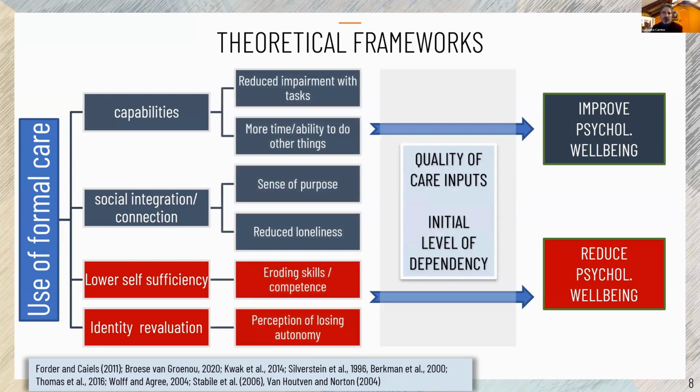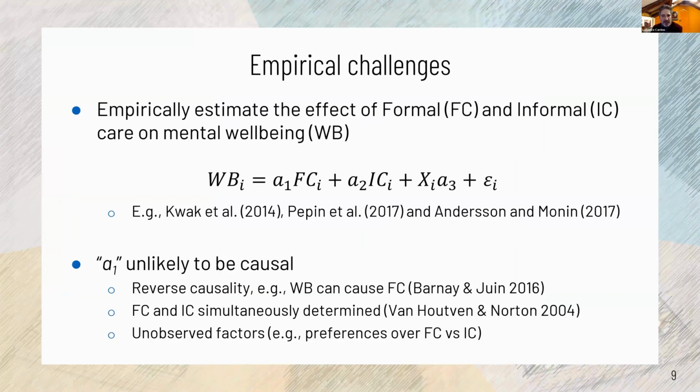And we essentially try to study what's the net effect of receiving care against this framework. Empirically, this question is challenging because we cannot just compare the psychological well-being of people receiving formal care to the psychological well-being of people who are not receiving formal care. We cannot do that because there are many endogeneity problems. For example, people who are sicker are more likely to receive formal care, and because they are sicker, they are also more likely to have a worse psychological well-being. So in this paper, we try to tackle this issue.